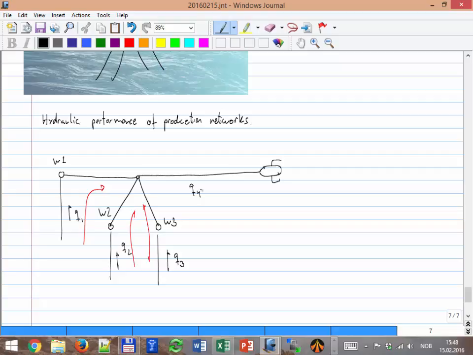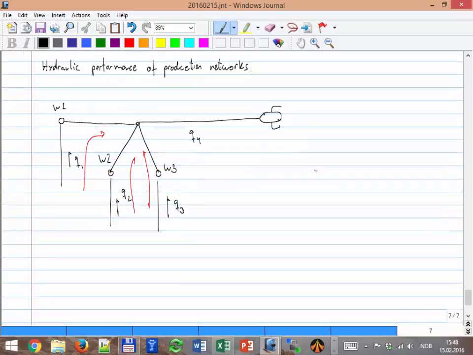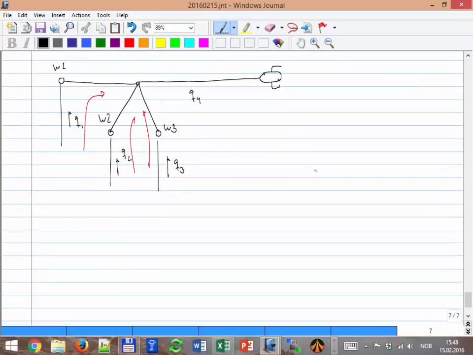Let's say for well one, we're going to calculate the available pressure curve. Where do you think, all the time, we choose the point of interest in our system? The wellhead. But in this case, does it make sense to put it at the wellhead? Some people say here, some people say here, but I propose to put it here.